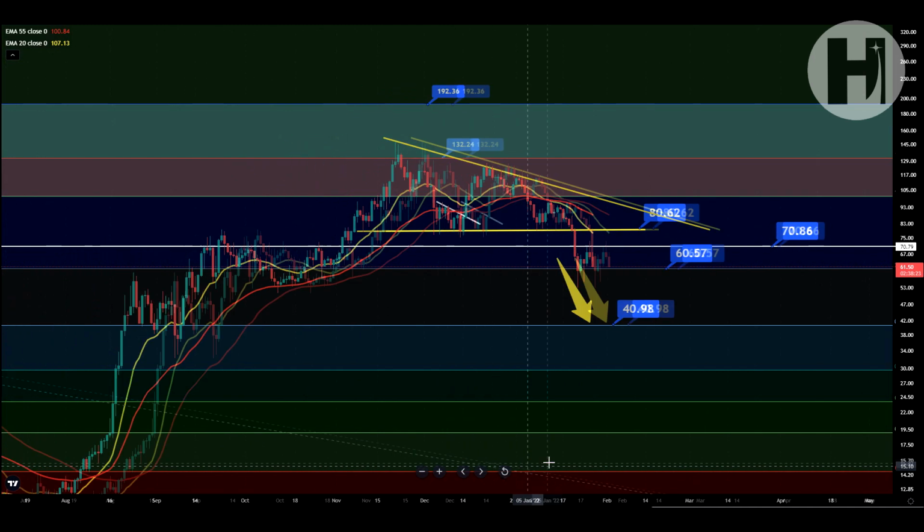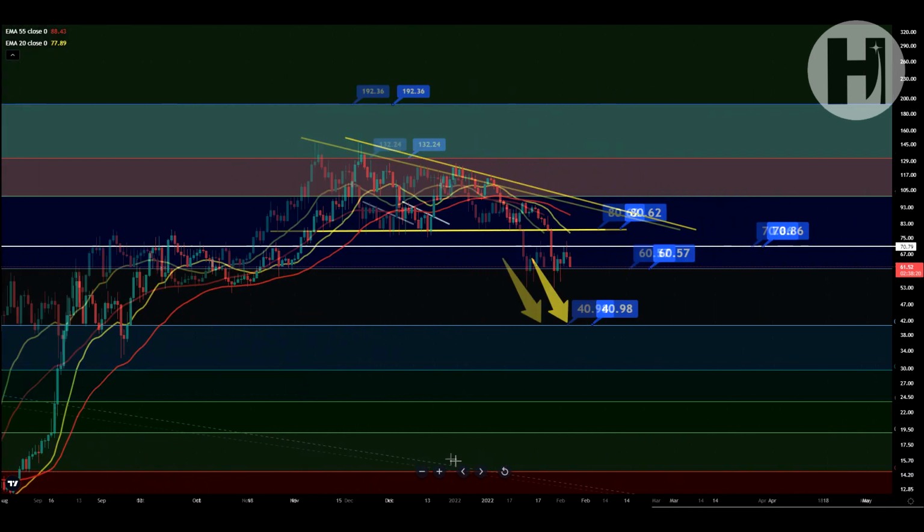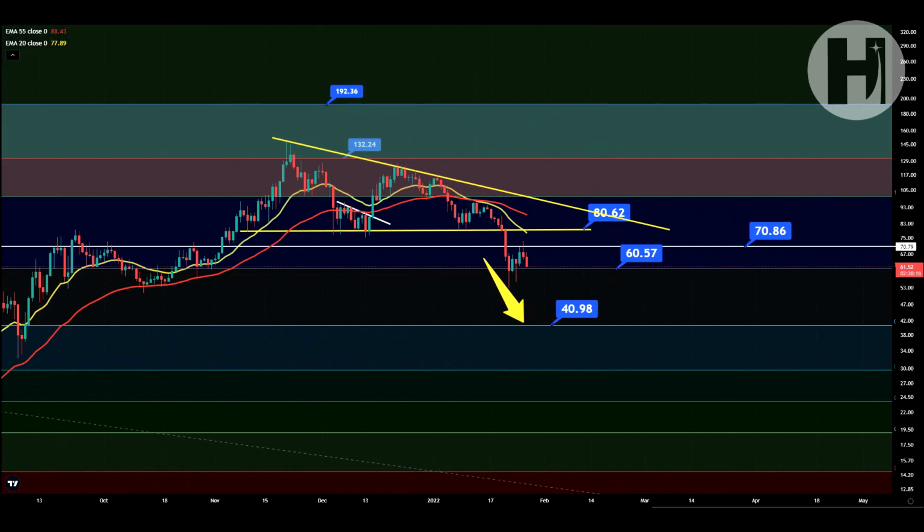We want to buy the dips as much as possible. We are with that smart money. But let's jump into the Binance chart now.